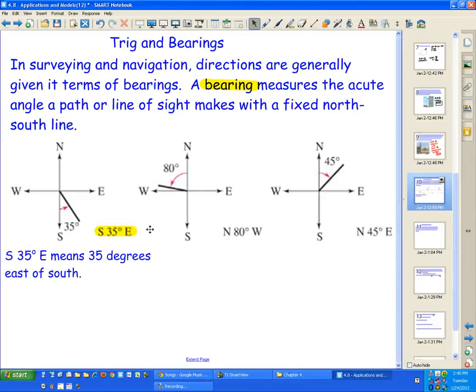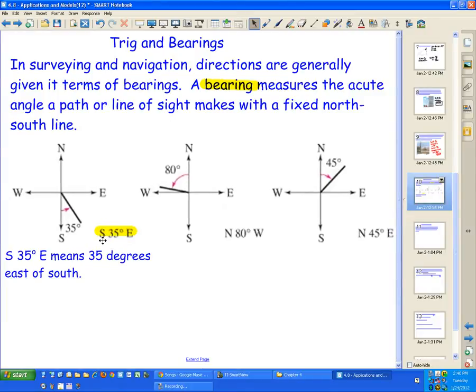And bearings are basically your line of sight from a north-south line. So you'll notice that they're telling me which line I'm using. I'm using the south part of the line, and I'm going 35 degrees east of south. So that's basically what I'm looking at.